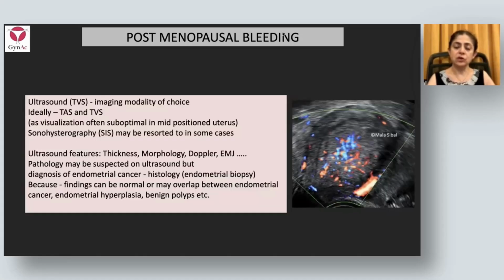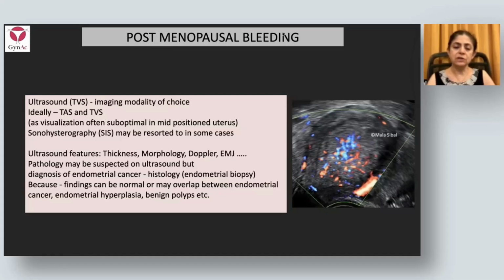Ultrasound is the imaging modality of choice. When we say ultrasound, we mean transvaginal scan. But in my view, ideally in every patient, we should do both a transabdominal and a transvaginal scan because many of these patients are obese with a mid-position uterus with suboptimal views, and adding transabdominal scan routinely to transvaginal scan definitely increases diagnostic accuracy. Saline infusion sonography may be resorted to in some cases when you see the endometrium is thick, you're not seeing a pathology and she has postmenopausal bleeding, or when we see pathology but we feel our views were suboptimal and we would like to visualize it better.